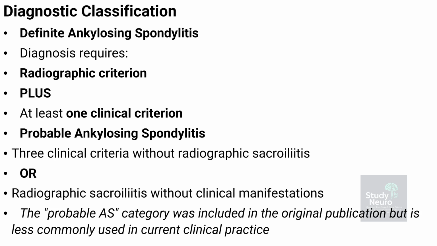The modified New York criteria classify patients into definite or probable ankylosing spondylitis based on a combination of clinical findings and radiographic evidence. The distinction is important. A diagnosis of definite ankylosing spondylitis requires clear radiographic evidence of sacroiliitis, together with at least one clinical criterion, because imaging confirms structural disease, while the clinical findings demonstrate its effect on the patient. Both parts are essential. The original publication also described a probable category.